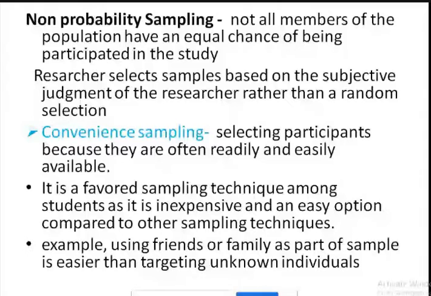Convenience sampling is one of the non-probability sampling methods. Here we select the participants because they are readily and easily available. It is a favored sampling technique among students as it is inexpensive and an easy option compared to other sampling techniques. For example, using our friends or family as part of the sample is easier than targeting unknown individuals.